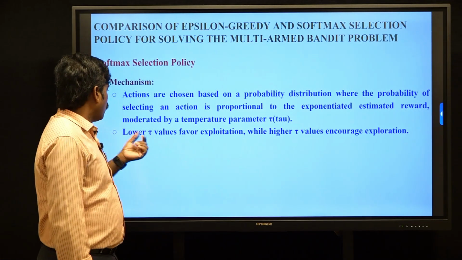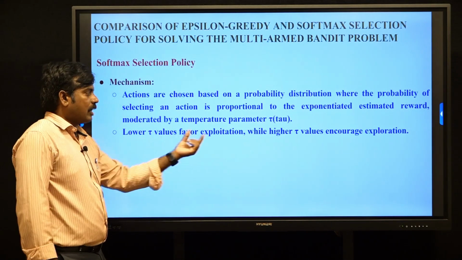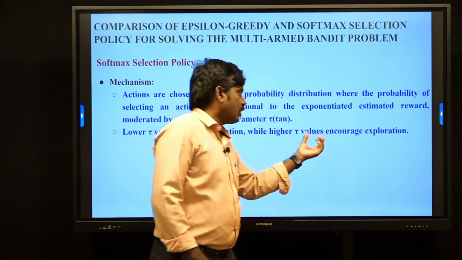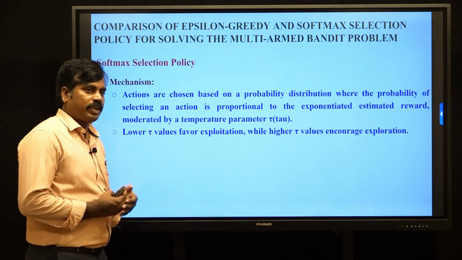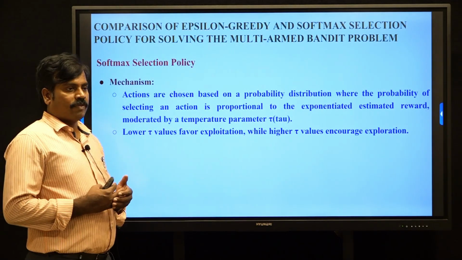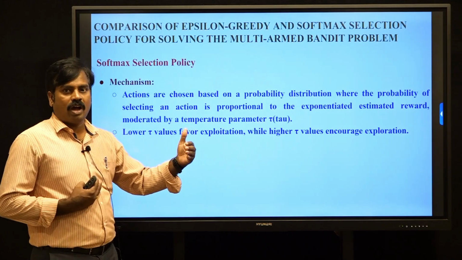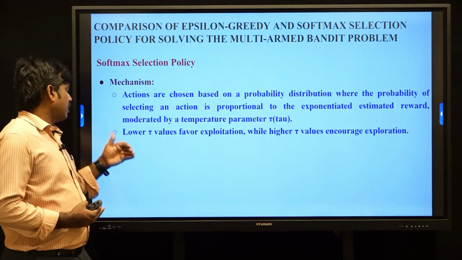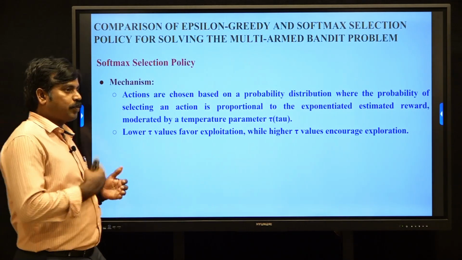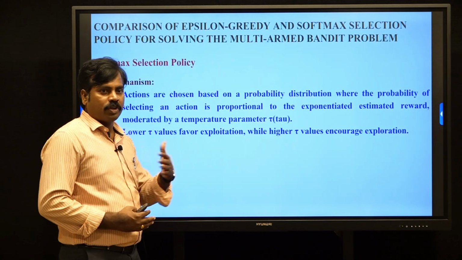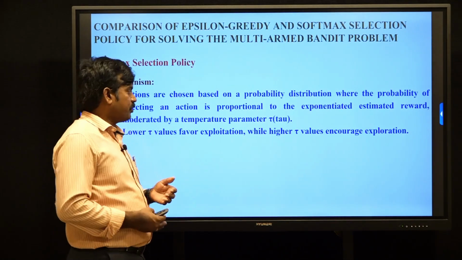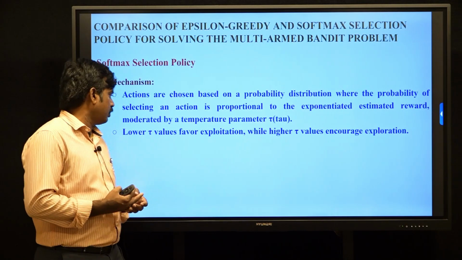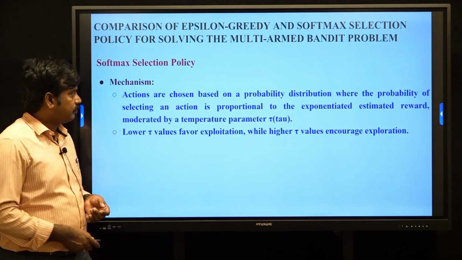We take a lower tau value for exploitation and a higher tau value for exploration. Thus, for exploration, the options are initially distributed uniformly, and a lower tau value is used for exploitation. When we have knowledge of the rewards of all options, we perform exploitation with low tau values.